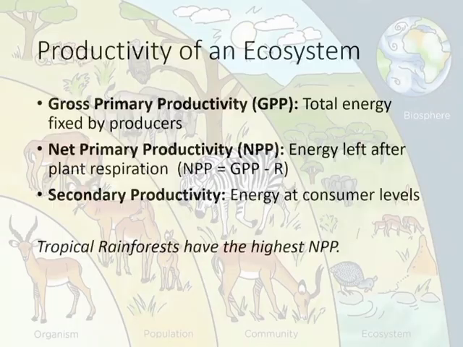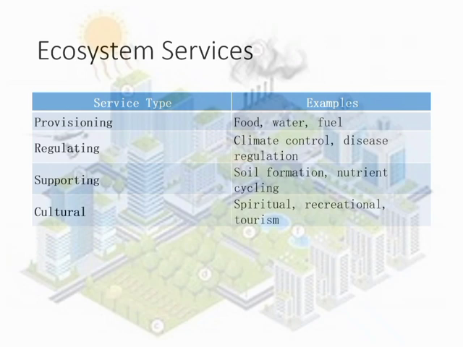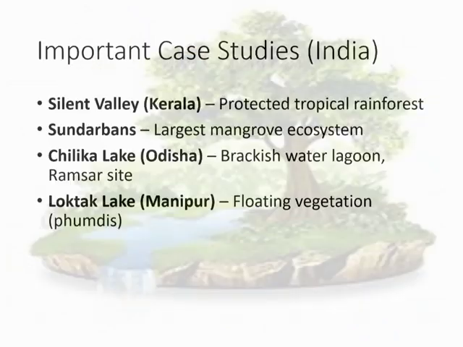Productivity of an ecosystem. Productivity is measured as gross primary productivity, GPP, the total energy captured by producers; net primary productivity, NPP, which is GPP minus the energy used in respiration; and secondary productivity, the energy available at the consumer level. Tropical rainforests have the highest NPP among all ecosystems. Ecosystem services. Ecosystems provide essential services such as climate regulation, soil fertility, water purification, pollination, and raw materials for food and medicine.